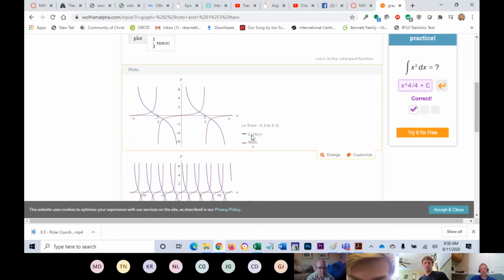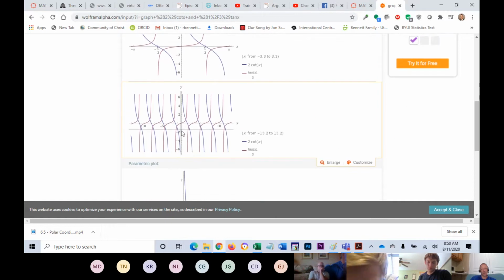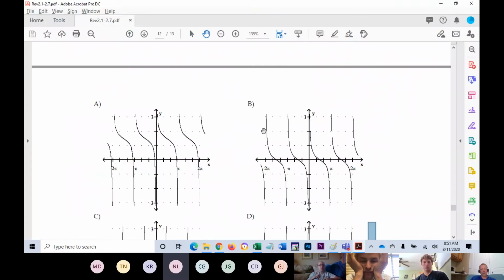Yeah, so for the cotangent, you can see 0 and pi. And for the tangent, you can see negative pi halves and positive pi halves. Okay, so yeah, they're shifted. You can kind of see it better on this repeating one. But can't you use that on the quiz test, right?